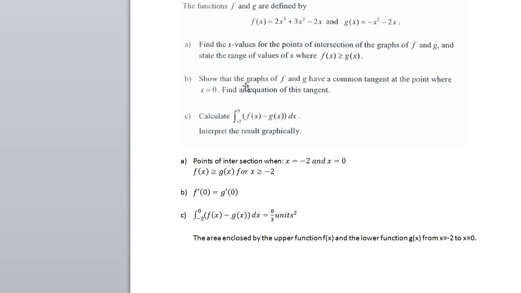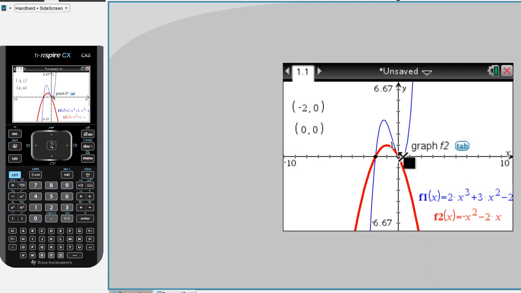Show that the graphs of f and g have a common tangent at the point where x is equal to 0. Find an equation of this tangent. Okay, there are a couple of ways to do that. First of all, we can find the tangent in this point for this curve, and then find the tangent in this point for this curve. And it should be the same. One way of checking is checking the derivative at this point.